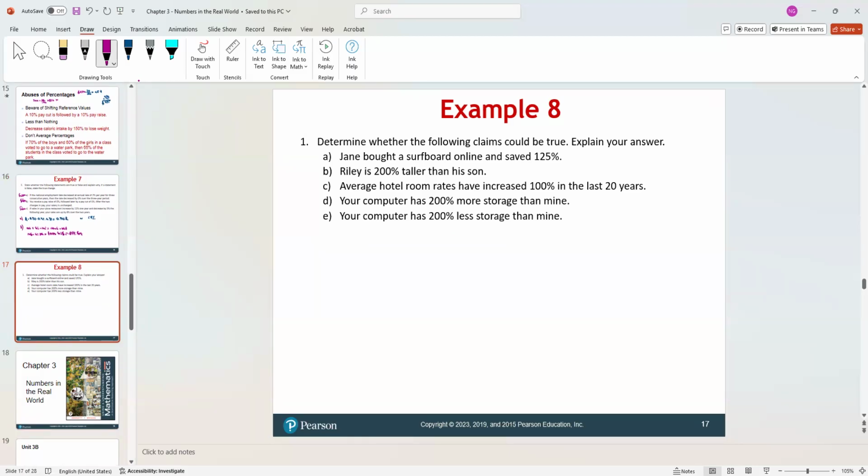Now, let's go and see how we can complete the examples in exercise 8. Determine whether or not the following claim could be true. All right, let's go with Jane. Jane bought a surfboard online and saved 125%. Oh my God, can that be true? You buy something and you save 125%. That means they were supposed to send you back money, because you saved more than the price of the item.